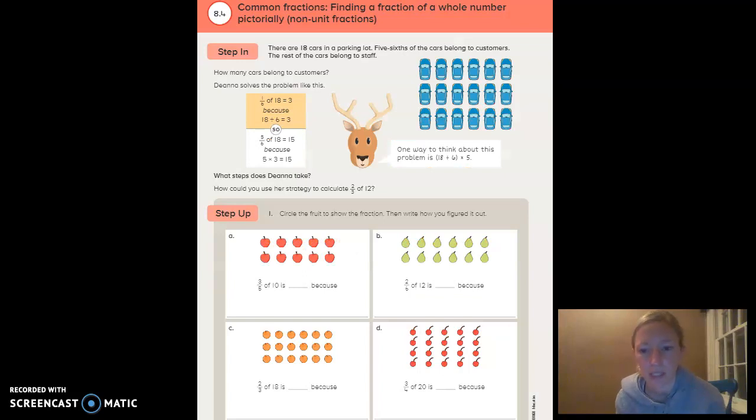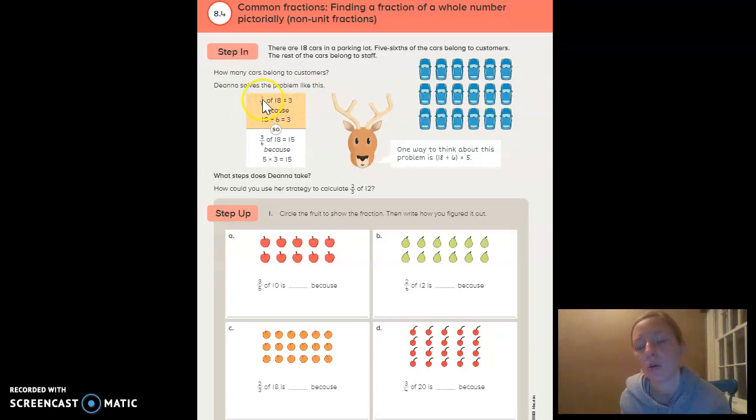Here's what you guys will see when you go to do your homework in your journal. You have story problems that are going to require you to circle the fraction amount of the whole number, and that's going to be a little tricky, so let me walk you through it. It says there are 18 cars in a parking lot. 5/6 of the cars belong to customers, and the rest of the cars belong to staff. How many cars belong to customers? Deanna solves the problem like this.